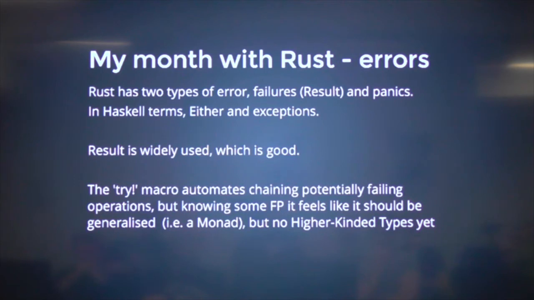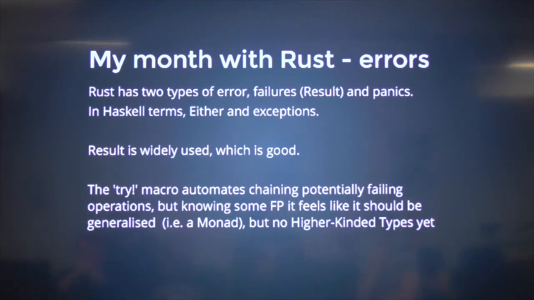There's also panics, which are essentially exceptions. These are not usually what you'd want to use outside of example code, because they will crash your application with an error. And the standard library uses result all over the place. Essentially, if there's something that can go wrong, and it can indicate to you why it went wrong, it will use a result rather than an option, or just returning a value and panicking, which is good.